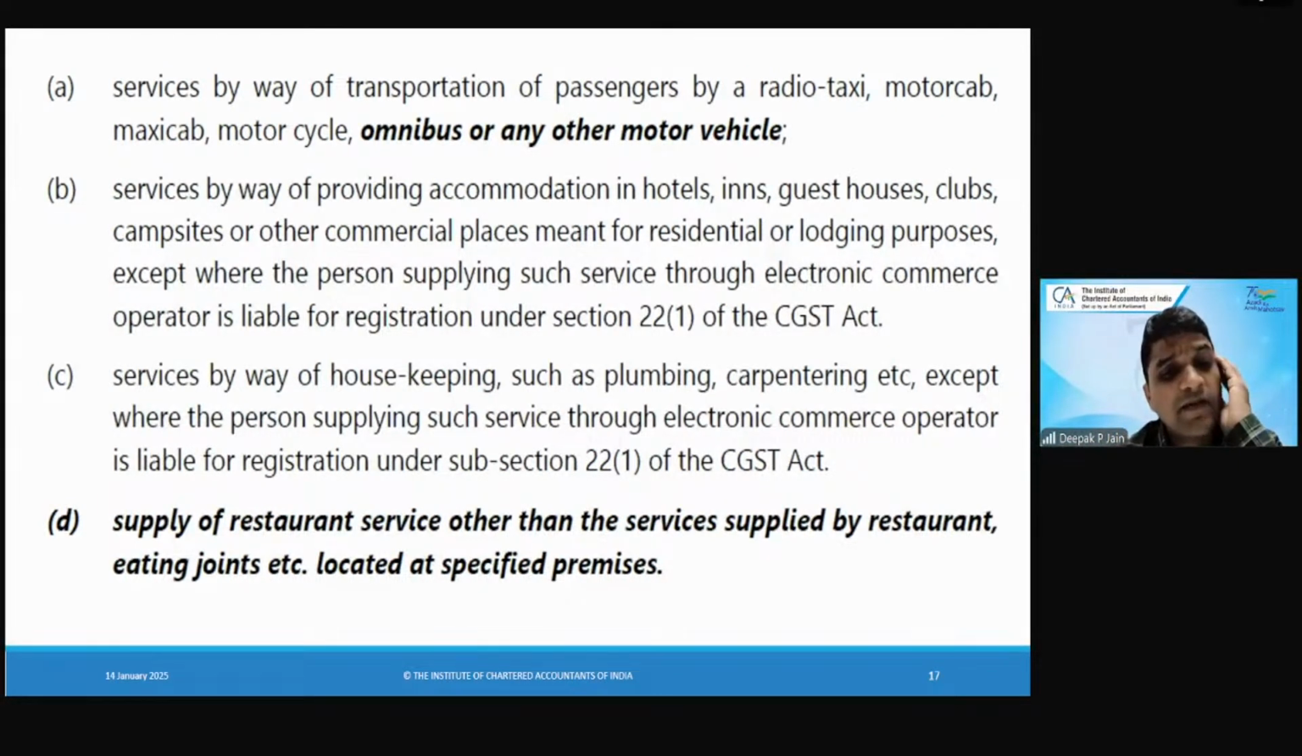Then services by way of housekeeping such as plumbing, carpentering, etc. Except when the person supplying such service through an e-commerce operator is liable for registration. What example can you think of in this third case?